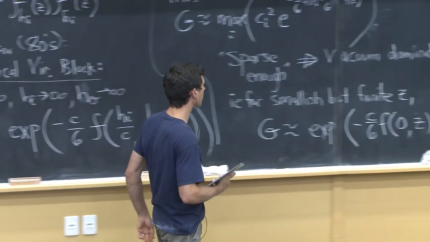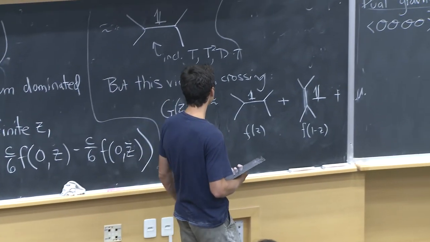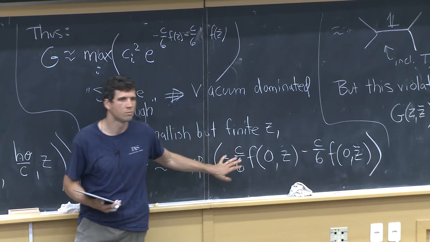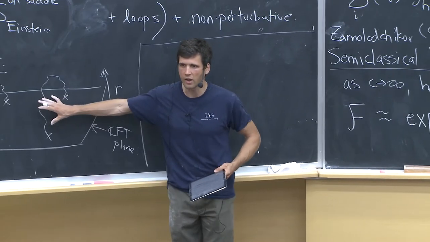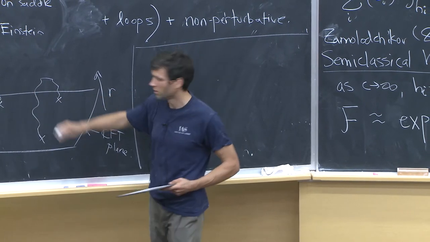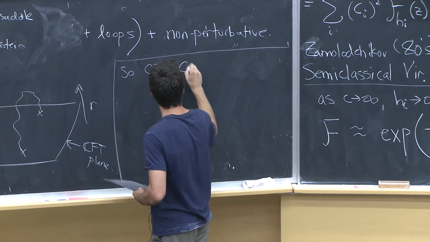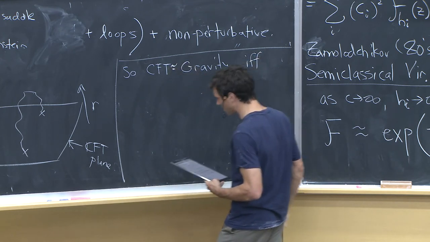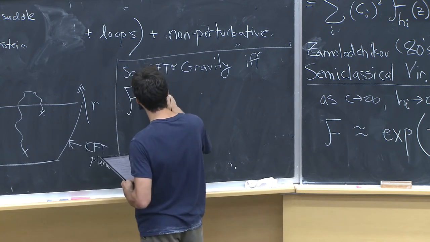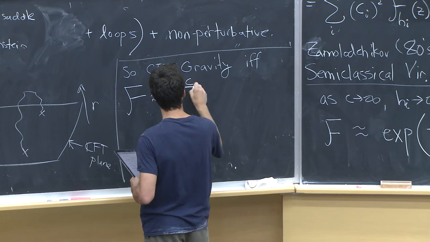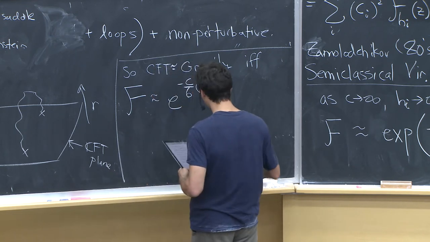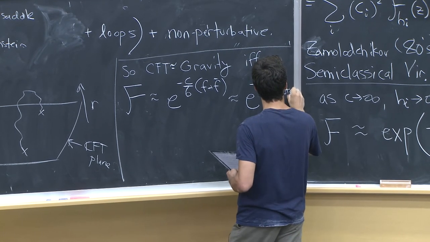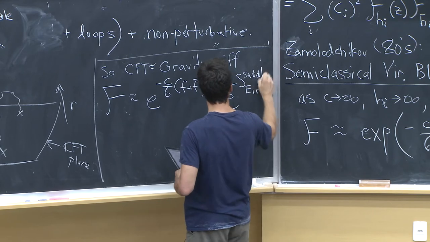So let's compare gravity to CFT. On the CFT side, we said that the heavy correlator is the Virasoro vacuum block for the identity. On the gravity side, we said it's the Einstein action for this particular saddle point. So CFT is equal to gravity, approximately, so long as the Virasoro block, which is e to the minus c over 6 (f plus f bar), is the same as the Einstein action on this particular saddle.